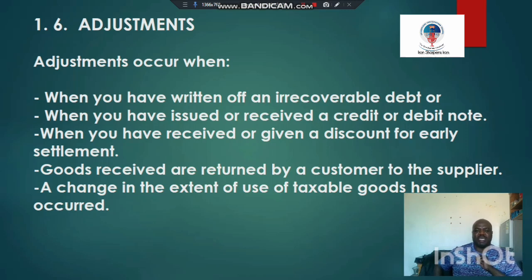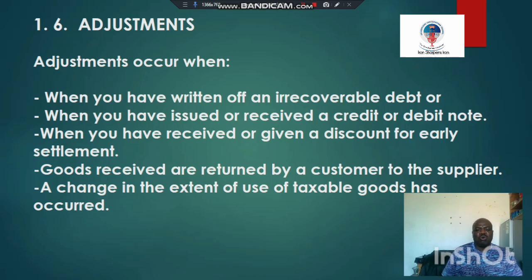That will need to be adjusted to show that, oh no, I thought I was charged so much. Actually, I've been charged too little. So you are not going to claim all the 130 from SARS. You'll have to claim VAT input tax from SARS for a price of 930. That's the adjustment.